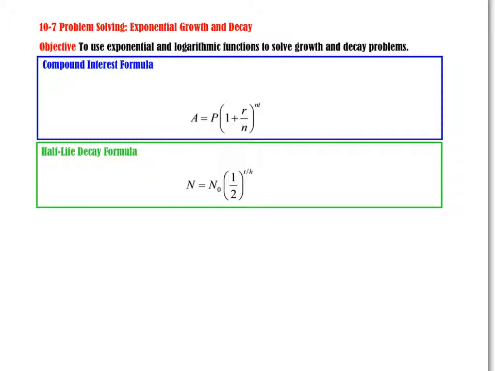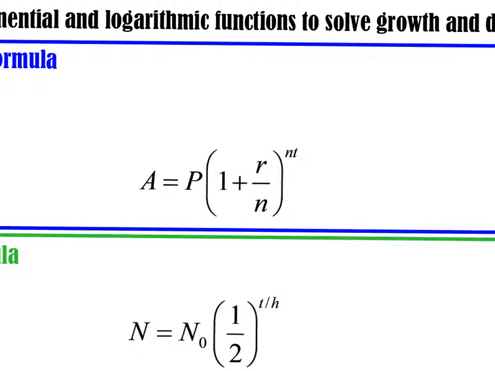Lesson 10.7 is using word problems. So we're going to use some specific formulas that can be modeled by exponential growth or decay. In class, I'll talk a little bit more about what compound interest is and what half-life is, but for the purposes of this video, I'm just going to talk about the variables you need to use the formulas and do some examples.